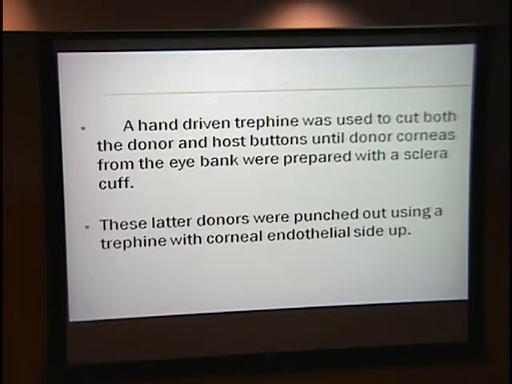A hand-driven trephine was used to cut both the donor and host buttons until donor corneas started coming from the eye bank prepared with the scleral cuff. These latter donors were punched out using a trephine with the corneal endothelium side up. And I usually used a disposable trephine for those.